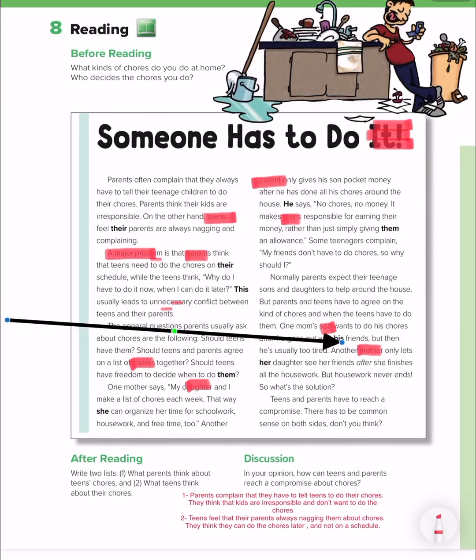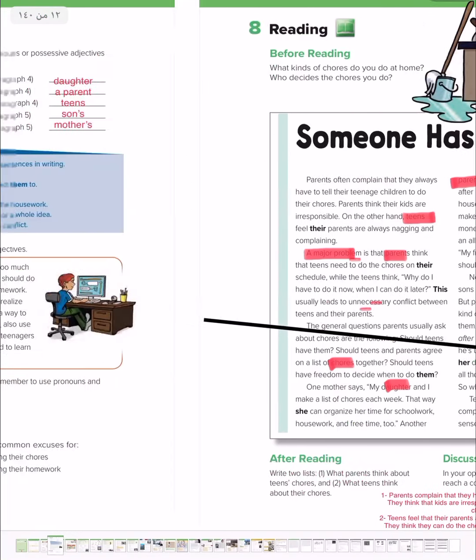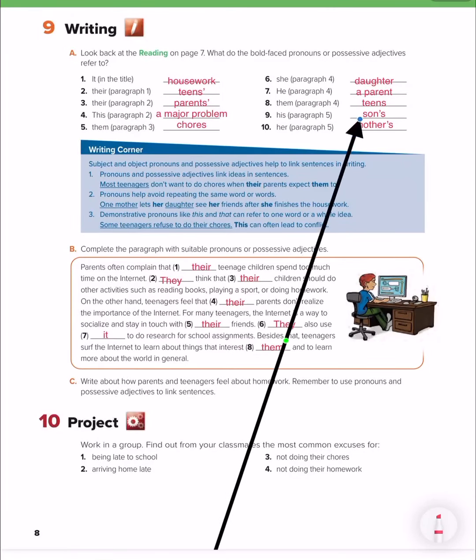Then we have his. One mom's son wants to do his chores after he goes out with his friends. So his here, it refers to the son. Also here, her daughter. So her, it refers to the mother. Another mother only lets her daughter. So her, it refers to the mother. As you can see here: daughter, a parent, teens, sons, and mothers.